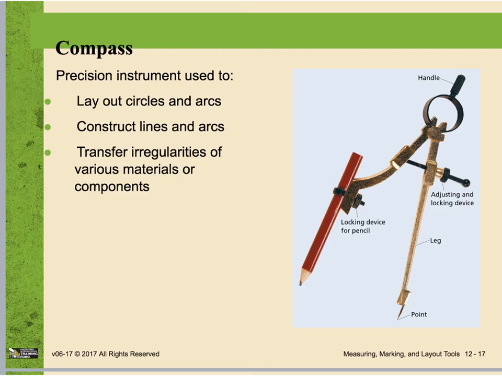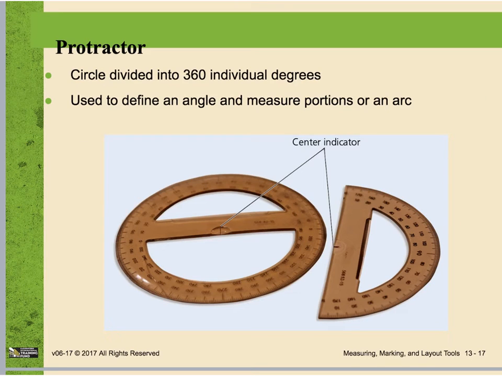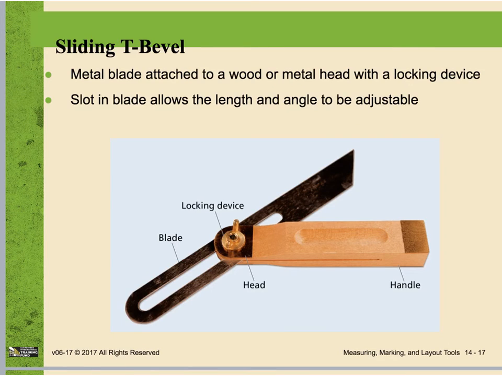Compasses are used to lay out arcs and circles. You have probably used one of these in math classes. Protractors are used to find the measures of angles. Most protractors can find the measure between 0 and 100 degrees. Sometimes you can get a protractor that goes from 0 to 360 degrees. Sliding T-bevel: loosen the wing nut or the locking device in the middle. That will allow the blade to slide forward and backwards and to be angled. This will allow you to find the angle between two surfaces so that you can measure it or duplicate it.